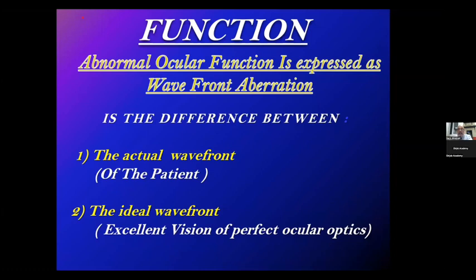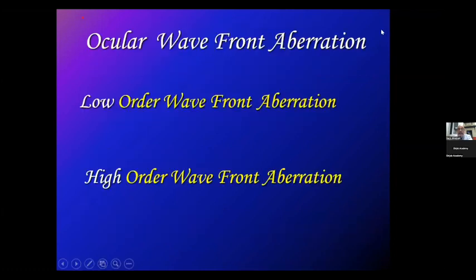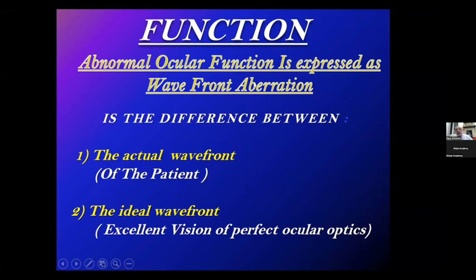Now, about the function, we express abnormal corneal function by wavefront aberration. What is the wavefront aberration? It is the difference between the actual wavefront of that patient compared to the ideal wavefront of a perfect ocular system.